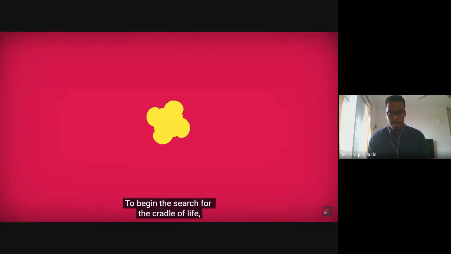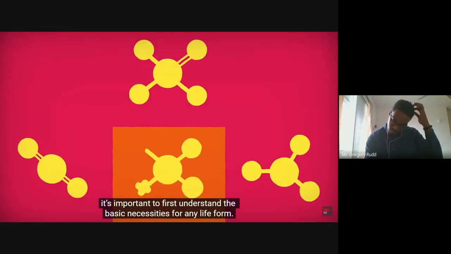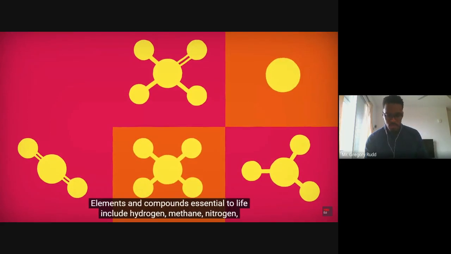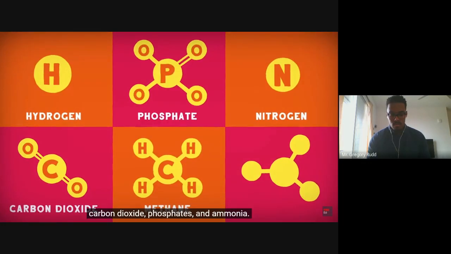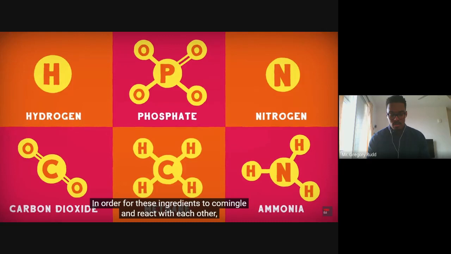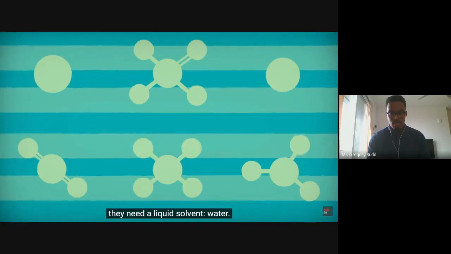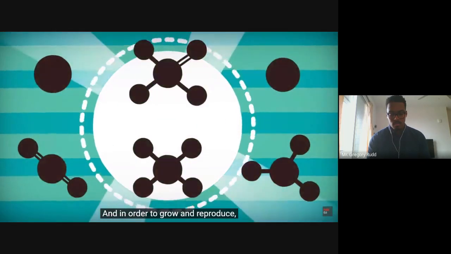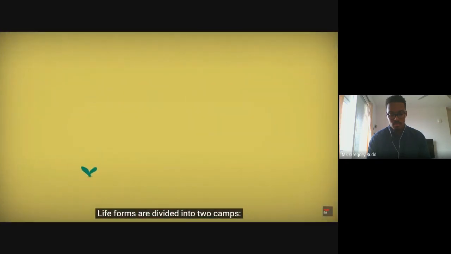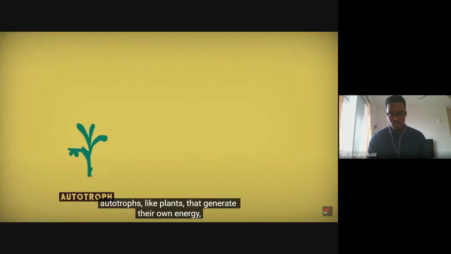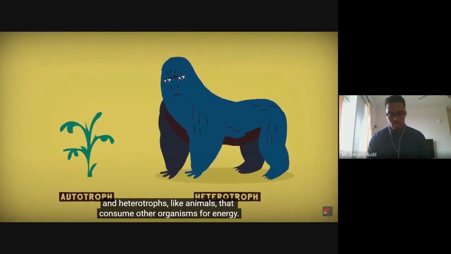To begin the search for the cradle of life, it's important to first understand the basic necessities for any life form. Elements and compounds essential to life include hydrogen, methane, nitrogen, carbon dioxide, phosphates, and ammonia. In order for these ingredients to co-mingle and react with each other, they need a liquid solvent, water. And in order to grow and reproduce, all life needs a source of energy. Life forms are divided into two camps: autotrophs, like plants, that generate their own energy, and heterotrophs, like animals, that consume other organisms for energy.